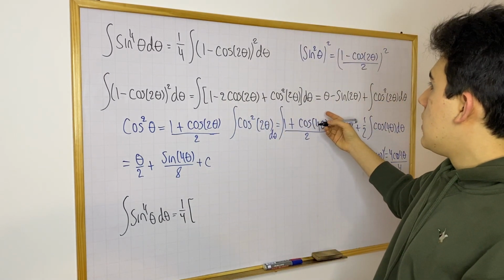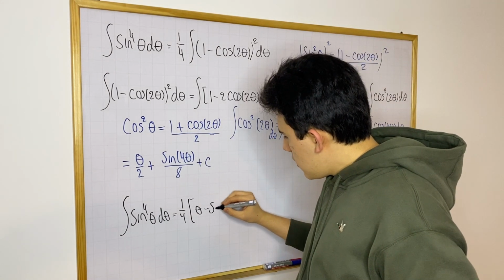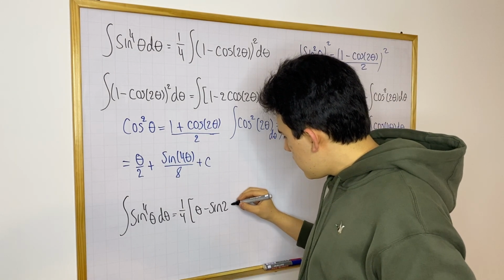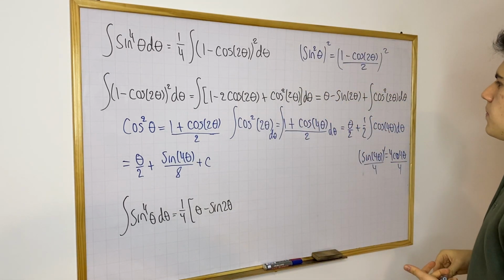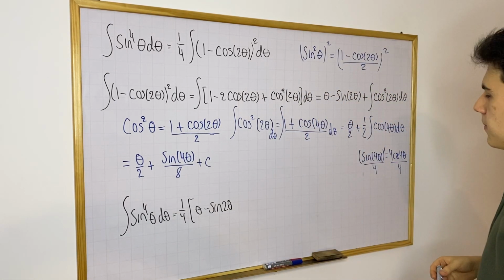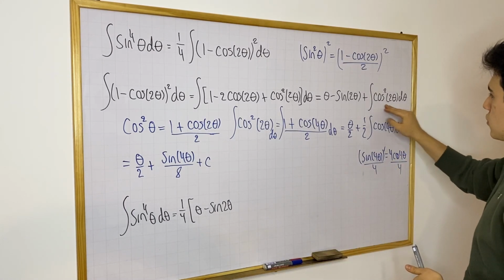So we had theta minus sine 2 theta. So theta minus sine 2 theta. I'm not going to use the parentheses. Hopefully you know that that will be sine 2 theta. So this is now what we have.